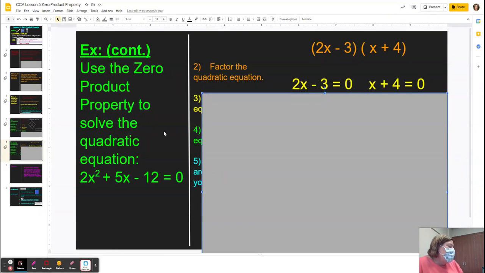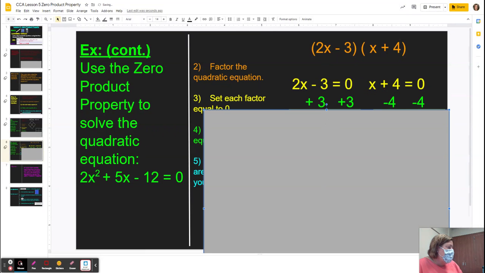So this is where now we use our rules for solving equations, right? So what's the opposite of minus 3? Yep. So we're going to add 3, and then the opposite of adding 4 on this one is subtracting 4, right? So you're going to split it into 2 separate problems. Solve 2x minus 3 equals 0 and solve x plus 4 equals 0.